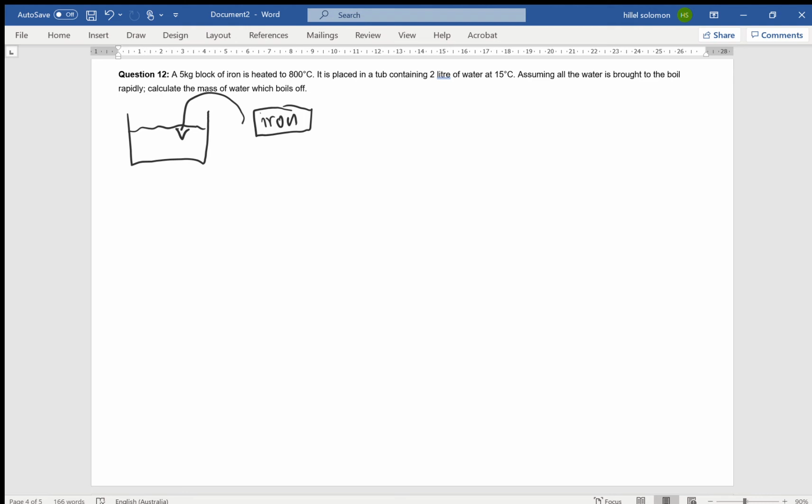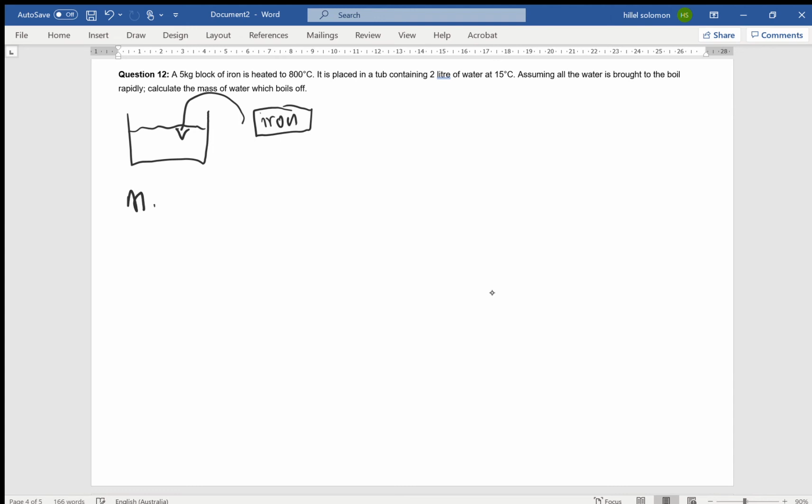Now, there's a couple of assumptions I'm making there that aren't necessarily true, because the question says it's brought to the boil rapidly, but again, in reality, this might not be what actually happens. It's the assumption we're making in this question. So the iron and the water are both going to reach a thermal equilibrium temperature of 100 degrees. That means we can start writing down some values.